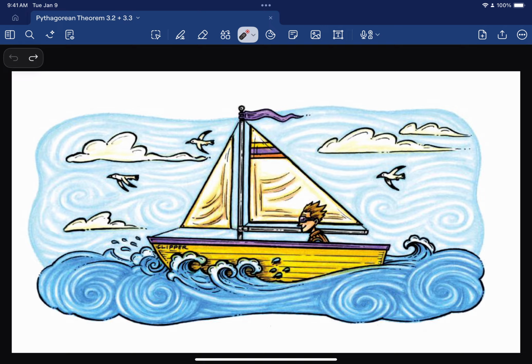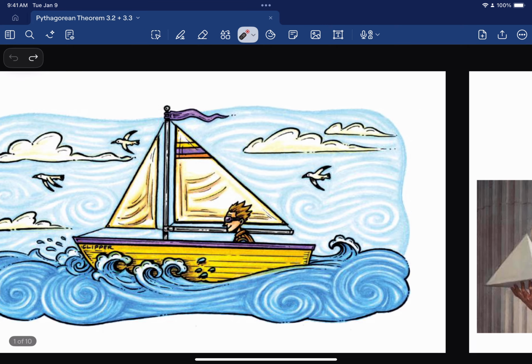So we are talking about Pythagorean's theorem. Pythagorean's theorem is all about triangles and specifically right-angled triangles. So we're going to get into it here.